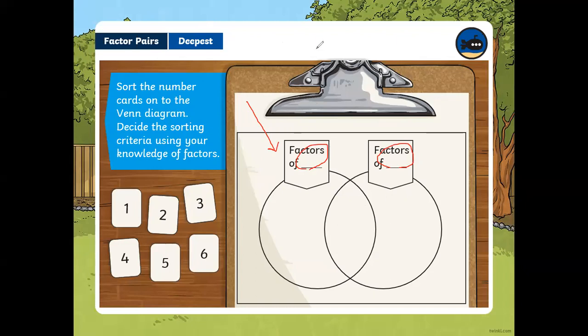So let's look at the example. What are we looking at? This is called common factor. Whatever numbers come inside this range are called your common factor. Remember just now I told you what's common factor. This is your common factor, the area for the common factor. And this kind of chart is called a Venn diagram. Decide the sorting criteria using your knowledge of factors.